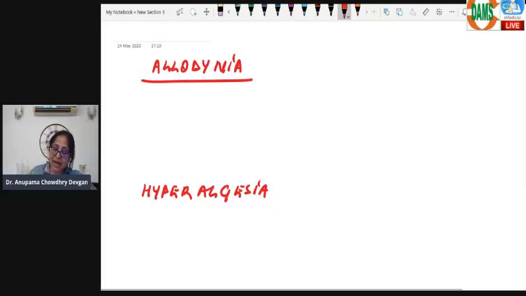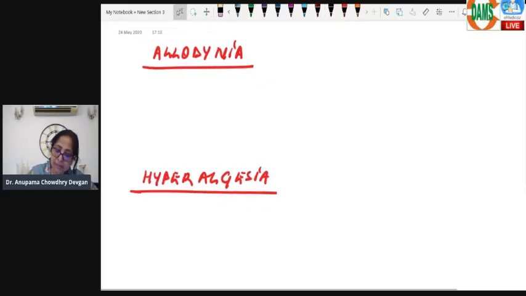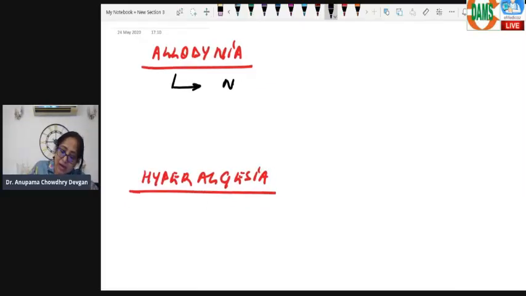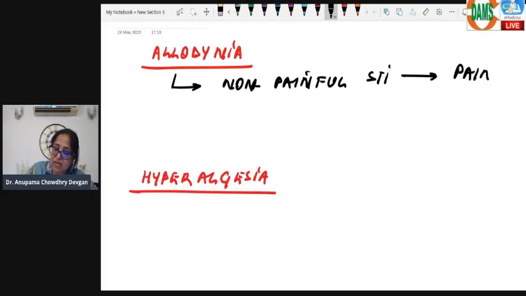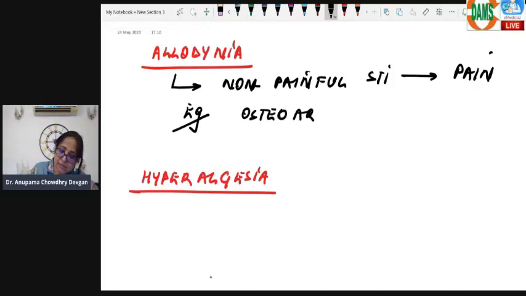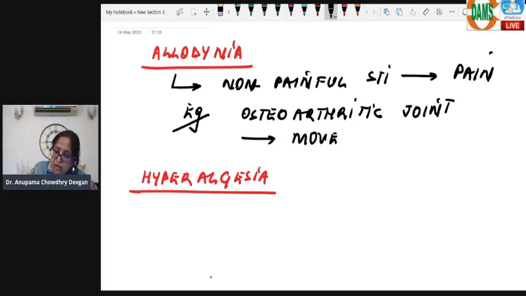And what is hyperalgesia? Now, what is allodynia and what is hyperalgesia? Allodynia is when a known painful stimulus produces pain. For example, when you look at an osteoarthritic joint, a movement is a non-noxious stimulus.